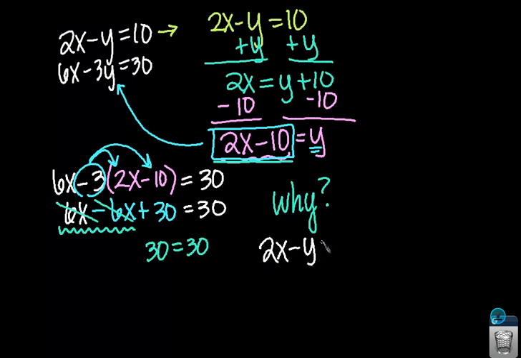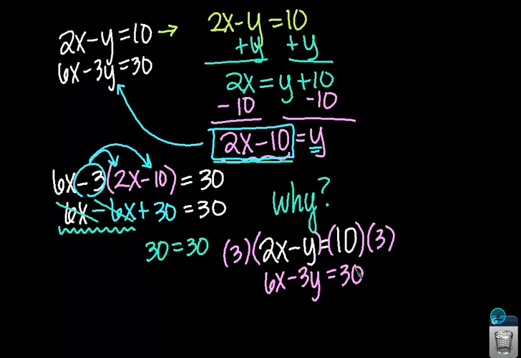2x minus y equals 10. This is the top equation. We are allowed to multiply both sides of an equation by the same value and keep it equal. So if I use a scale factor of 3 on both sides of the equation, I get 6x minus 3y equals 30, which is the same as that second equation. So since both equations basically represent the same line, every single point on that line is a solution.